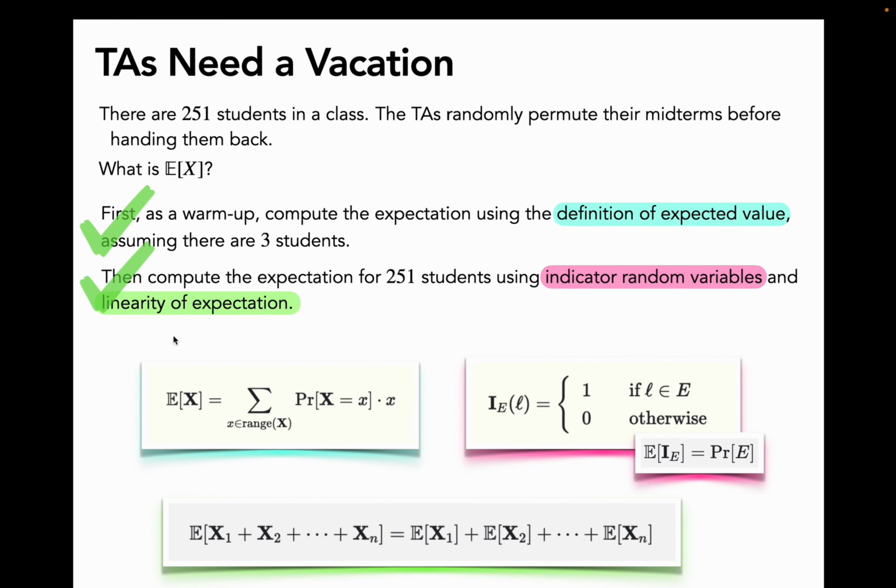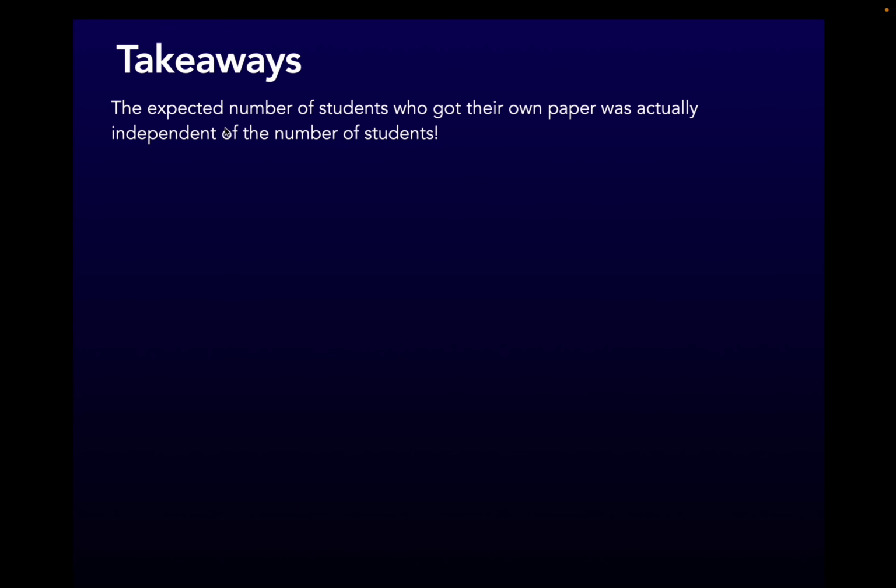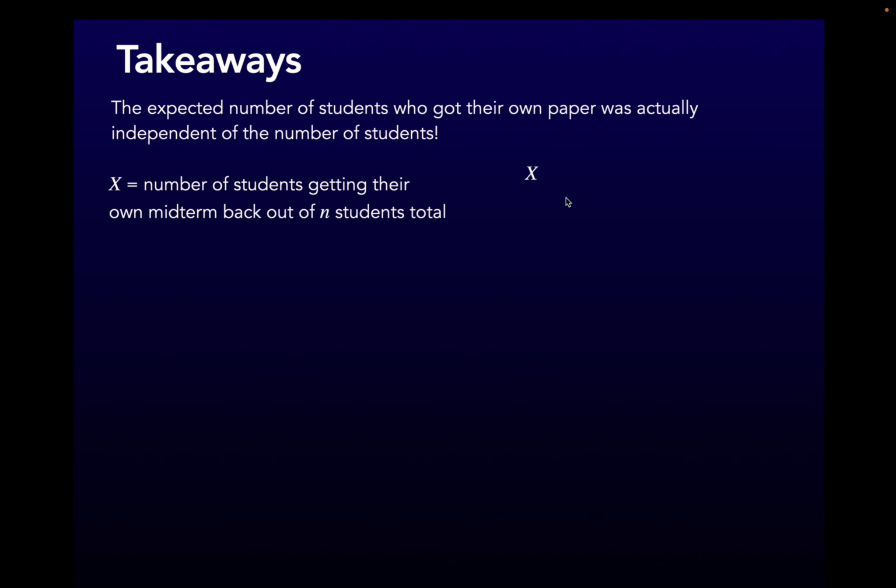But before we leave, I want to touch on some takeaways. The first takeaway is that the expected number of students who got their own paper back was actually completely independent of the number of students. So if X is the number of students getting their own midterm back out of n students total, we actually found that the expected value of X is equal to 1 over n times n, which is always equal to 1, regardless of whether n is 3 or 251 or 8 billion. And this may not be super intuitive at first, but it does work out when you do the math.